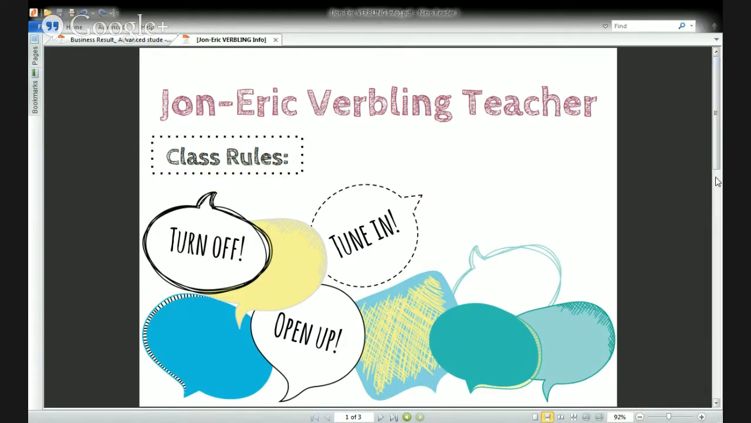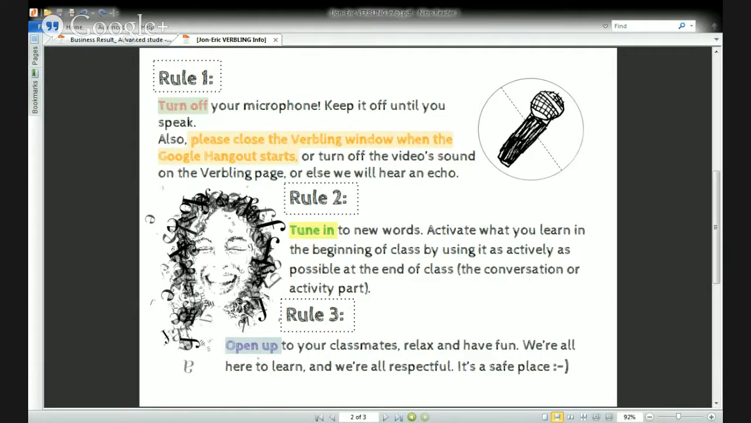Here are 3 quick rules to help you participate. Don't forget to turn off, tune in, and open up. That means turn off your microphone when you're not speaking so that I can keep the classroom as quiet as possible, so that we can, not I can. Also, tune in to the new words that you're learning. Use them actively so that I can correct you and give you feedback. And finally, open up to your classmates. Relax and have fun. We're all here to learn, and this is a safe and respectful place to practice your English.